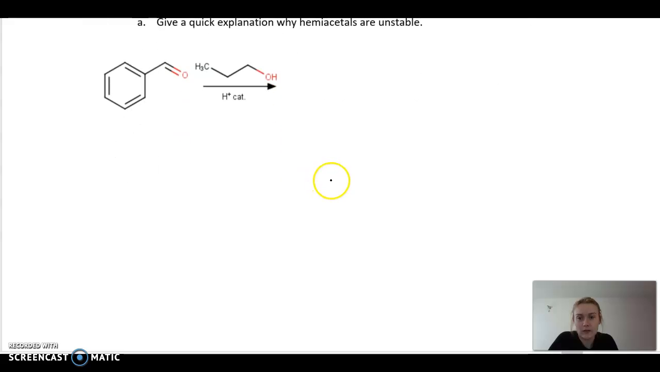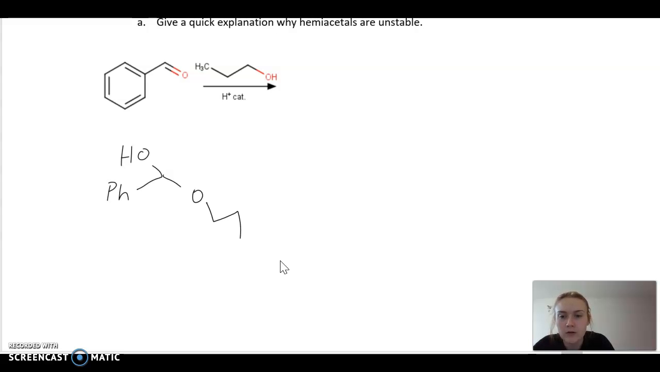I'm not going to draw the mechanism, but I am going to draw the hemiacetal and then talk about that for a little bit. So I'm just going to draw, it was Ph with the phenyl group. That's going to be OH. And then O, and then 1, 2, 3 carbons. So here's the hemiacetal.